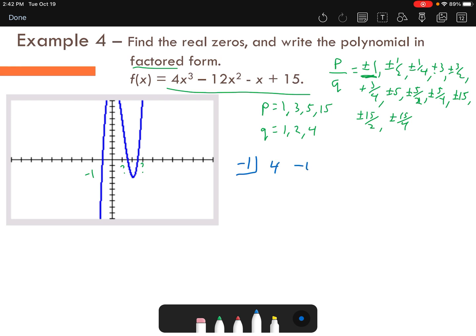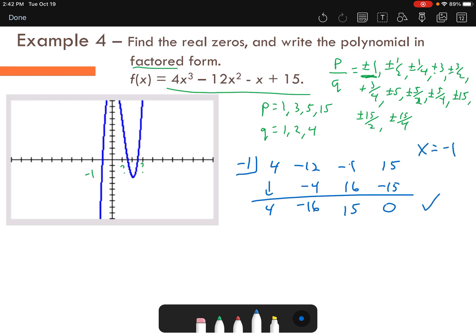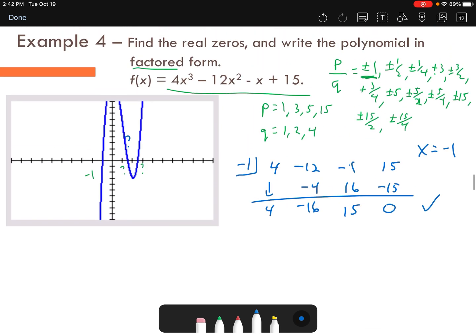So let's see if -1 synthetically divides and gives us a 0. Bring 4 down, we get -4. Sorry about that, that should be -1. So that's going to be -16, add 16, that's 15, -15, 0, we got a 0. So x equals -1 is a 0. Okay, so now we have 4x squared minus 16x plus 15 equals 0. Now how are we going to find those two?